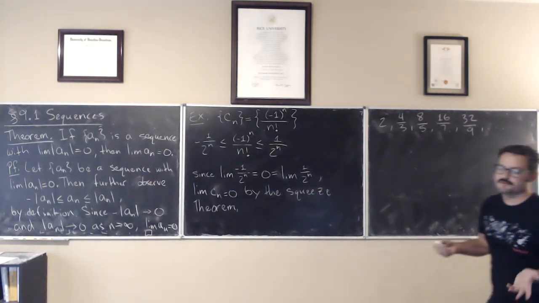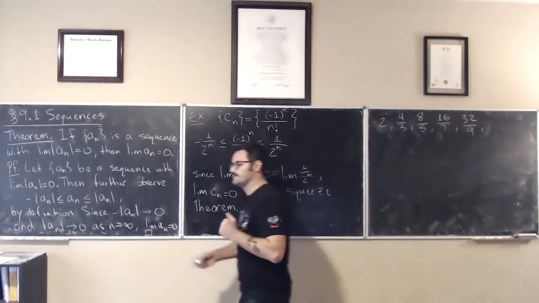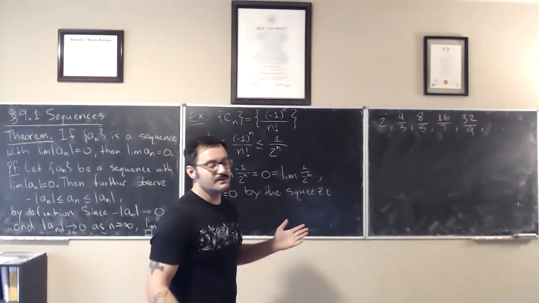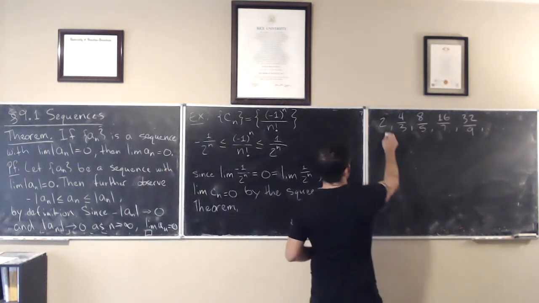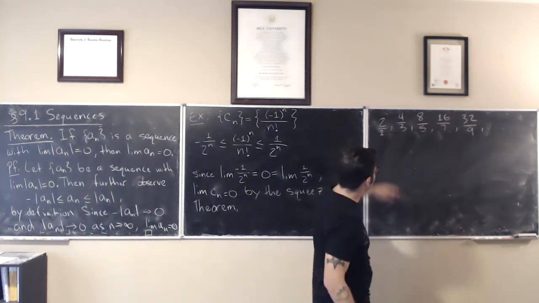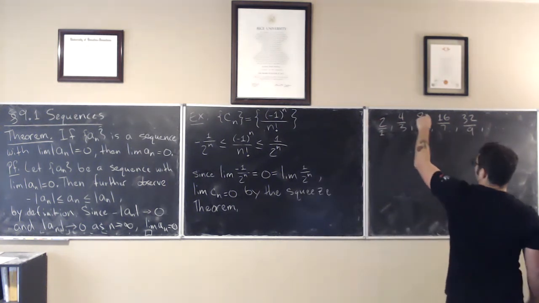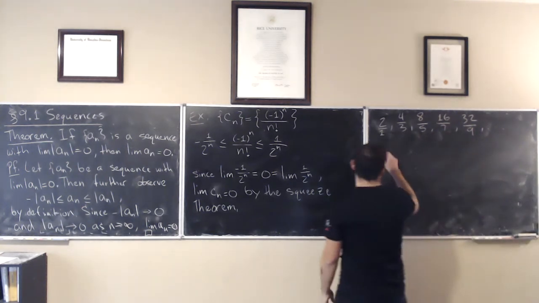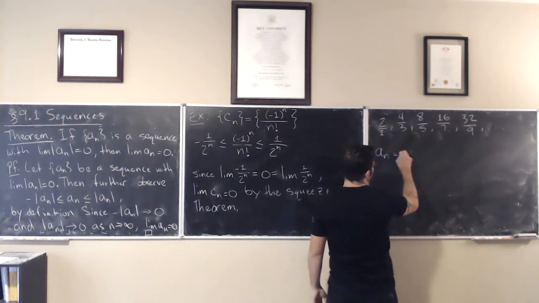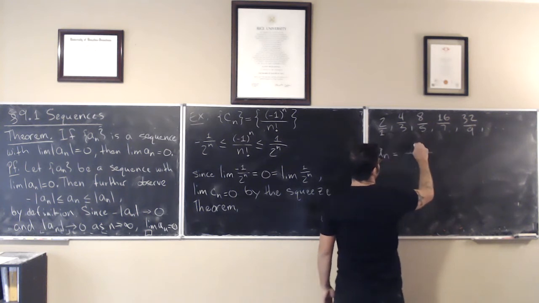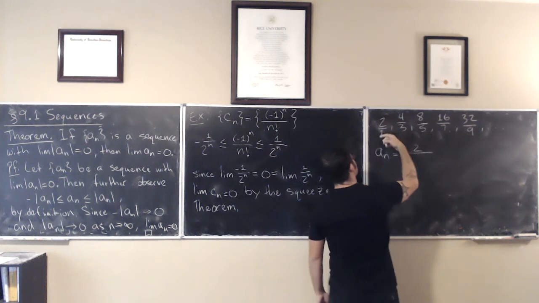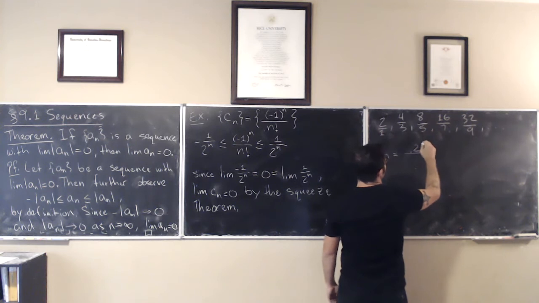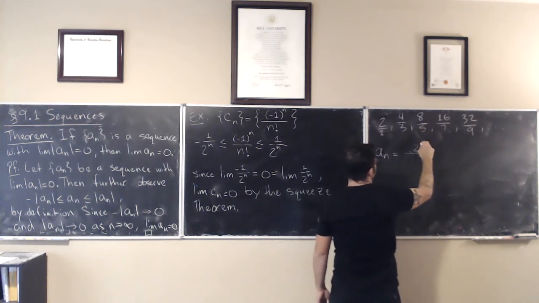Right away, what do you notice? There should be something quickly noticeable here. I immediately notice that if I put this over 1, then I see 2, 2 squared, 2 cubed, 2 to the fourth, 2 to the fifth. So if I'm going to make a sequence, I'm definitely going to have a ratio where the numerator is 2 to the power n: 2 to the power 1, 2 to the power 2, 2 to the power 3, for n equal to 1, 2, 3.